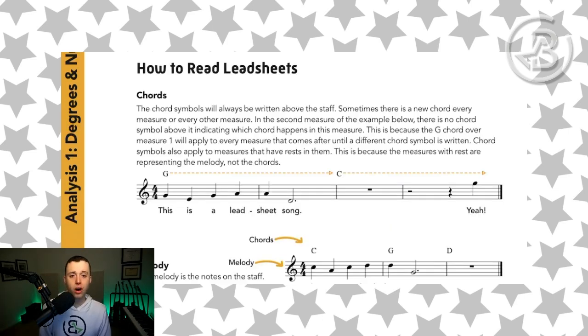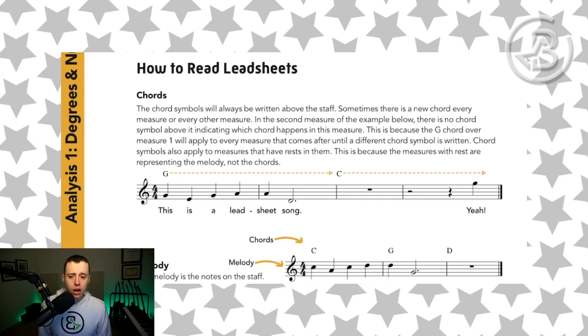So there are 3 parts of a lead sheet. There's chords, melody, and then there's also lyrics, which are the words to songs. Not all songs have words, so not all lead sheets have lyrics, but you will see many lead sheets with lyrics for the words to different songs.